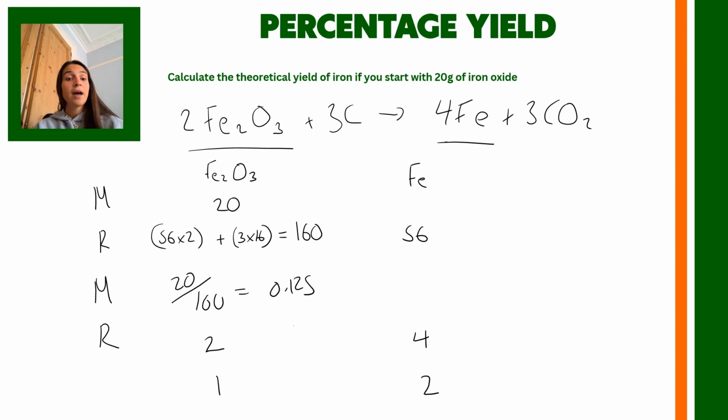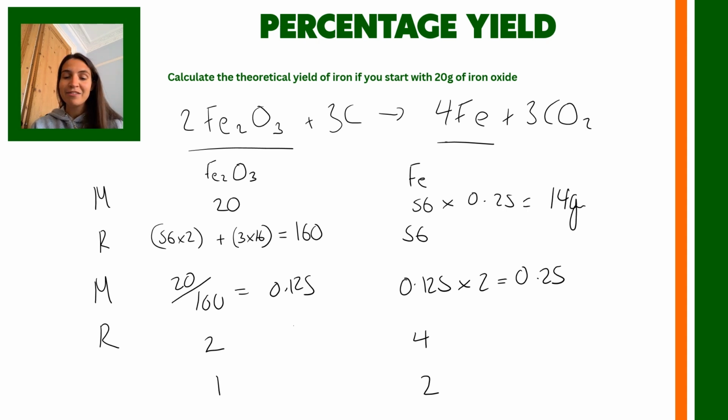So now remember, I take that number of moles that I have of this iron oxide and use it and the ratio to figure out the number of moles of iron. So 0.125 divided by 1, 0.125, multiplied then by 2 is 0.25 moles of iron. Good. Double the moles of iron as iron oxide. Then finally, to figure out the mass of iron, I take my relative atomic mass multiplied by the number of moles, and that gives me 14 grams of iron.